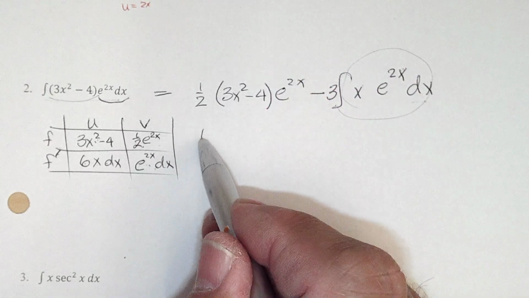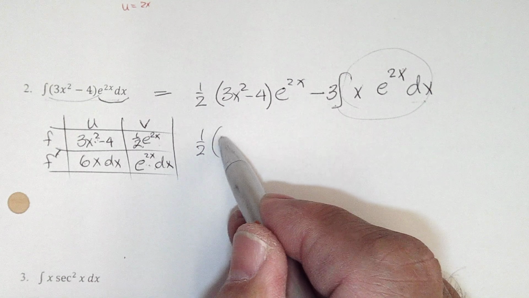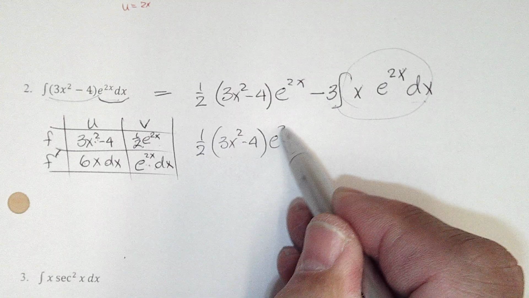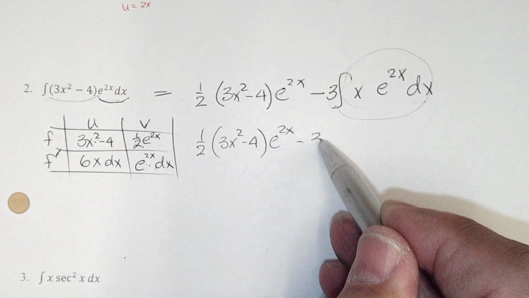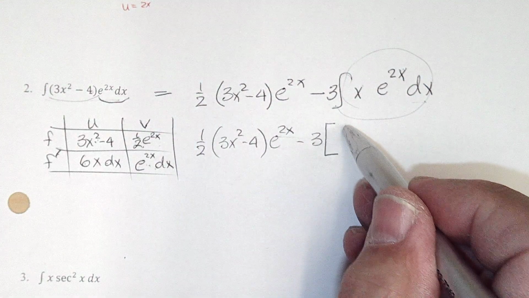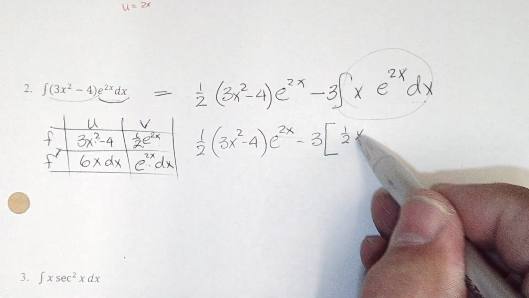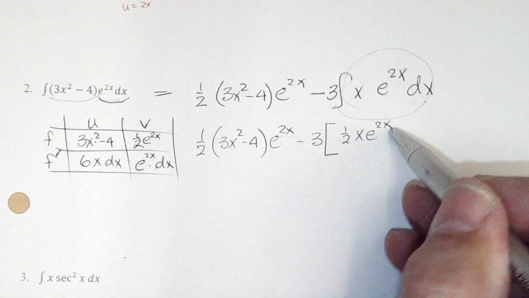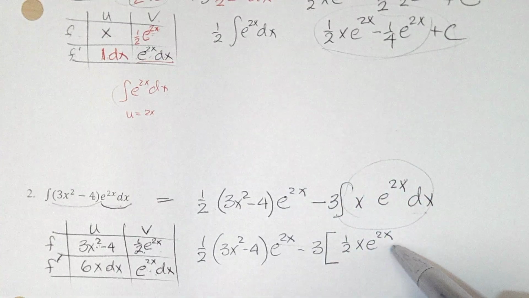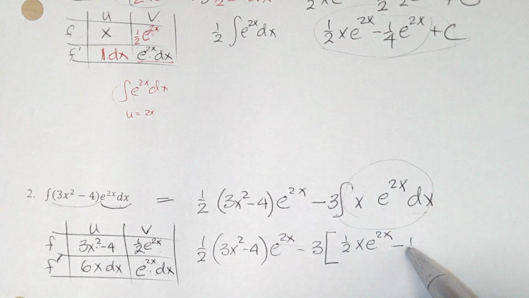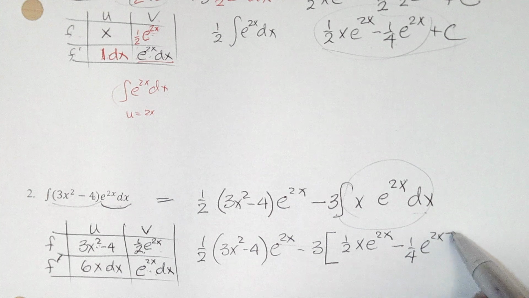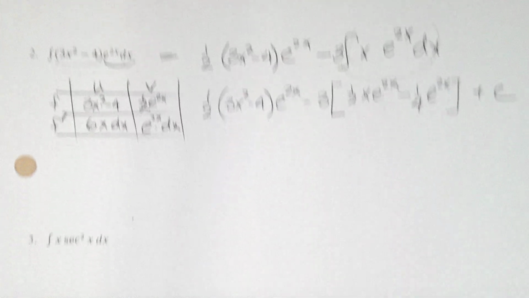So this becomes 1/2 (3x squared minus 4) e to the 2x minus 3 times what we did up here, which is 1/2 x e to the 2x minus 1/4 e to the 2x plus c.